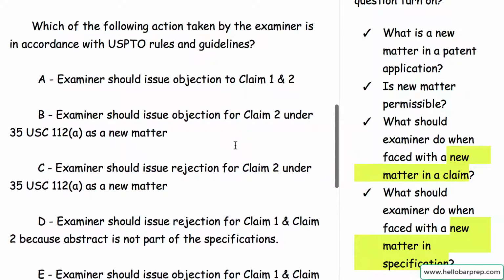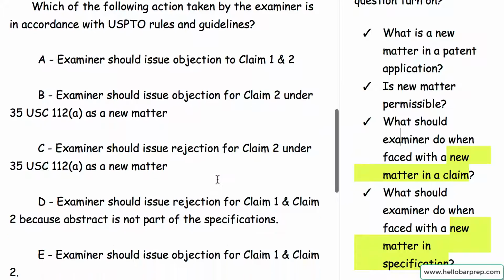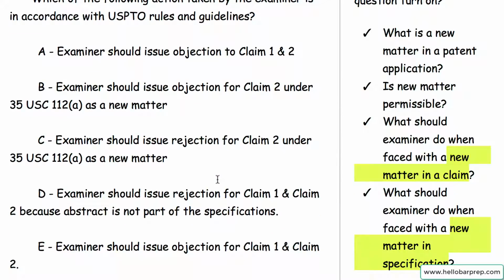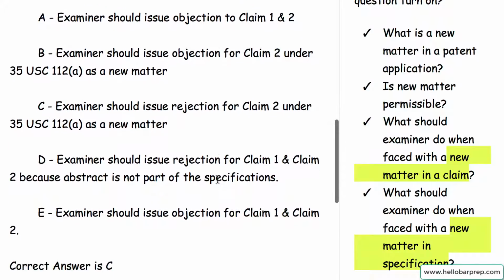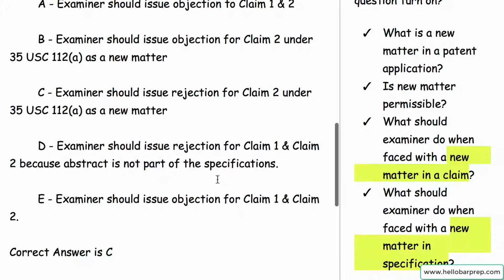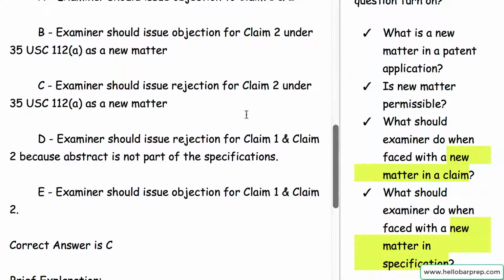The first choice here is the examiner should issue an objection to claim 1 and 2. Another is the examiner should issue an objection for claim 2 as a new matter. Another is the examiner should issue a rejection of claim 2 under 112A. Another is the examiner should issue a rejection of claim 1 and claim 2 because the abstract is not part of the specifications. Or the examiner should issue an objection for claim 1 and claim 2. Okay, so what should the examiner do? So let's look at the correct answer and the explanation and why the other answers are incorrect. So we'll turn our attention to that.